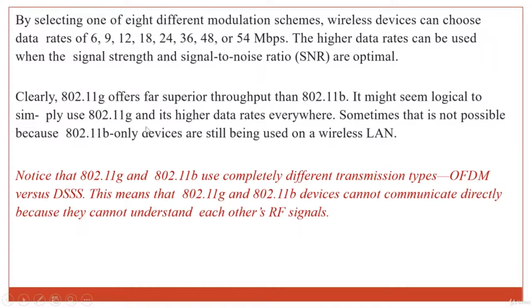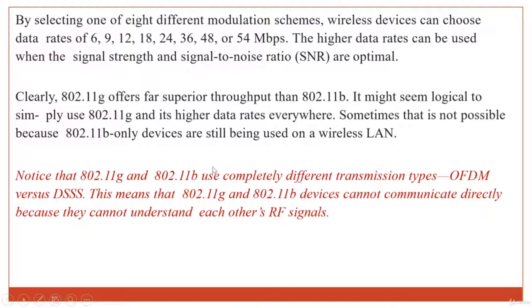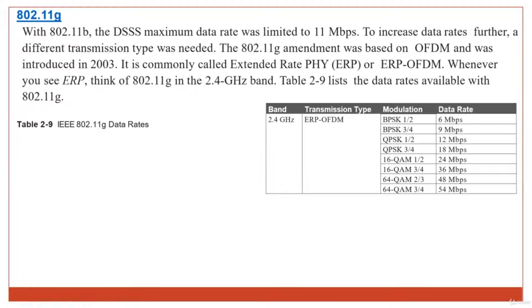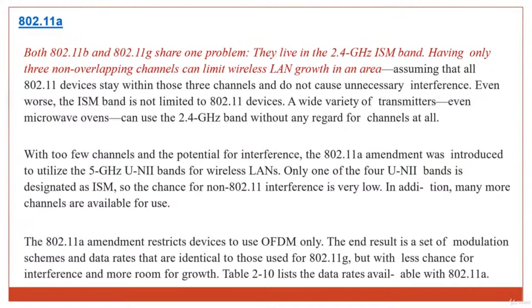It was introduced in 2003. Now still the problem here in this 802.11g is that we have a note that G and B use completely different transmission types. One is using DSSS, one is using OFDM, and these technical details we have discussed in the previous section. So that means the devices supporting these transmission types will not communicate because they have different communication channels, different signals. And the other thing is that they have very few non-overlapping channels as well.